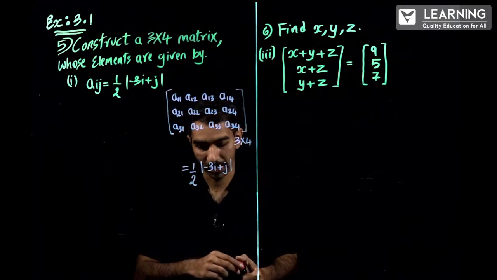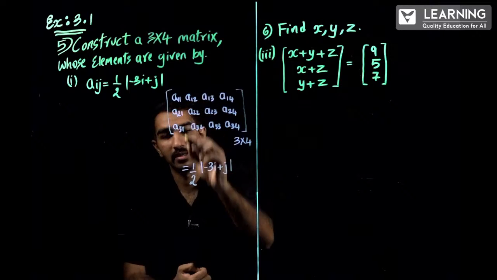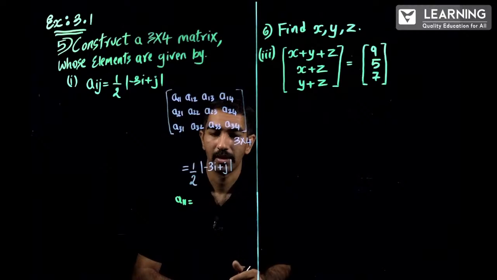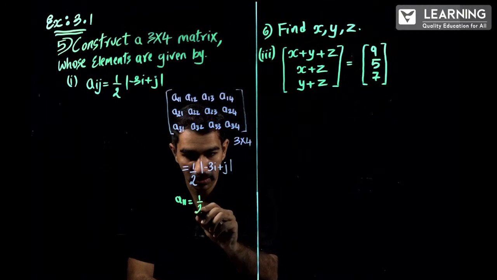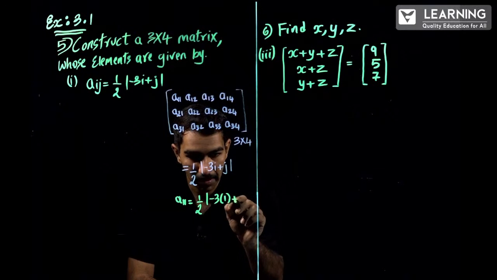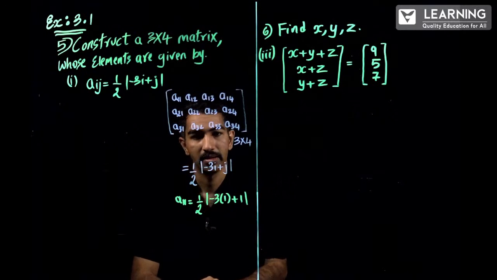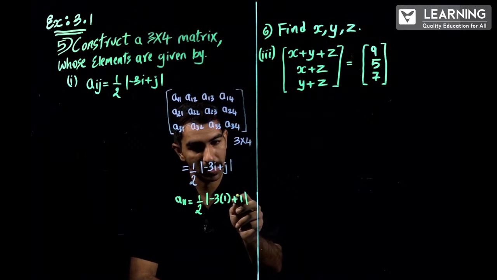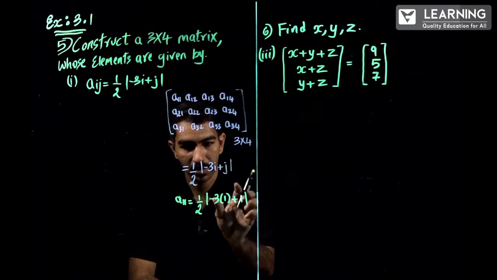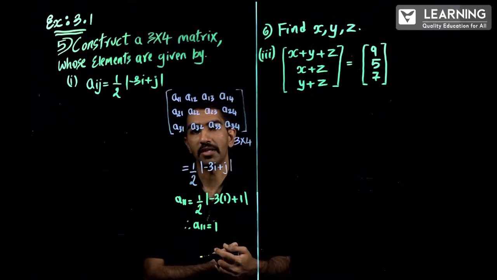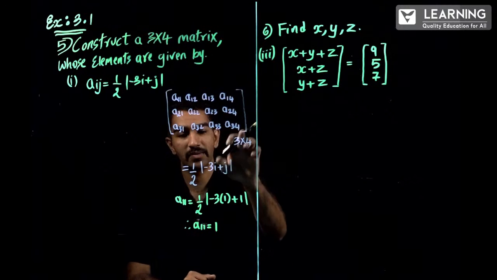Okay, so for example now, if you want to write A11, we'll do one thing, students. A11 will be equal to how much? A11 will be equal to 1 by 2 mod of minus 3 of 1 plus 1, mod again. So minus 3 into 1 is minus 3, minus 3 plus 1 is minus 2, mod of minus 2 is plus 2, this and this will get cancelled. Therefore, A11 is equal to 1. Students, understood? So like this you have to do for the rest of the elements as well.